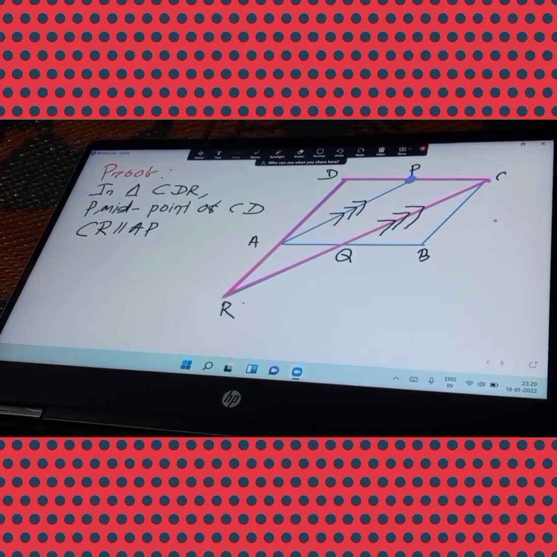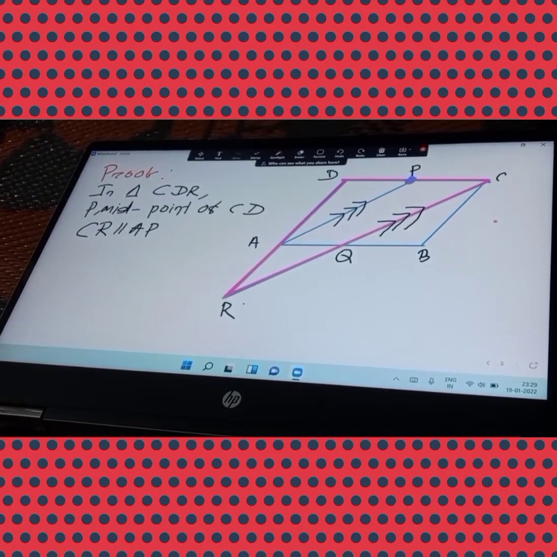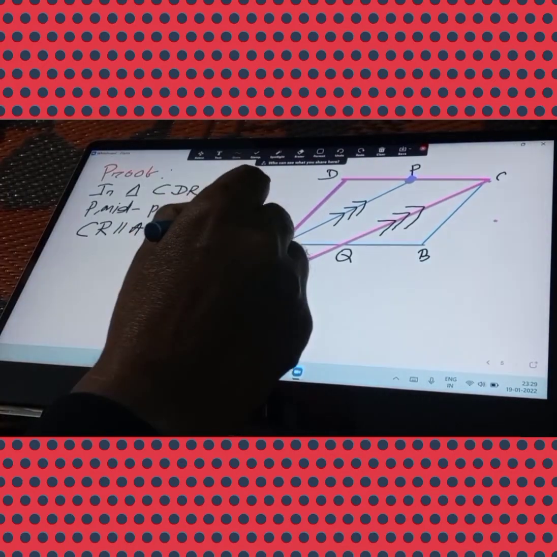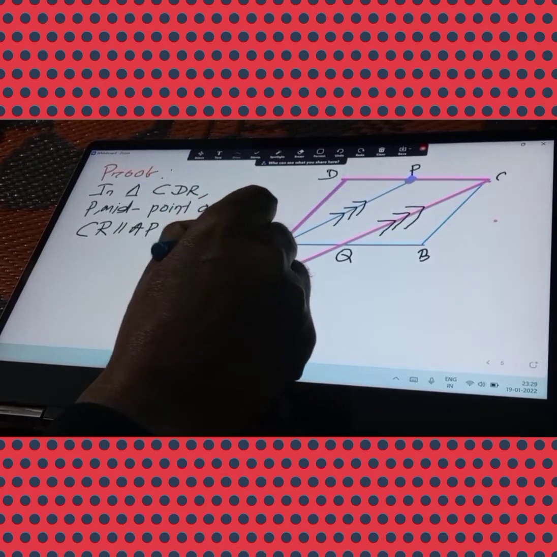So what is the converse midpoint theorem? All of you know. According to the converse midpoint theorem, a line drawn through the midpoint of one side parallel to another side bisects the third side. Here the line segment PA is drawn parallel to CR, one of the sides of the triangle CDR, through the midpoint P of the side CD. So naturally, according to the converse midpoint theorem, A will be the midpoint of DR.